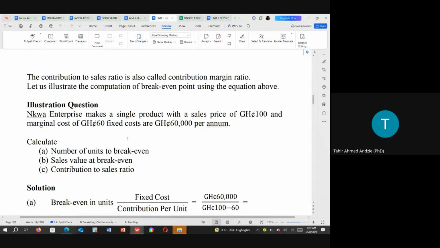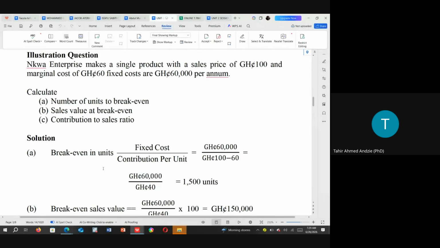Now, let us illustrate the computation of the break-even point using the equation above. So let's look at a simple question. Nkwa Enterprise makes a single product with a sales price of 100 cedis and a marginal cost of 60 cedis. Fixed costs are 60,000. So this is a very simple question.